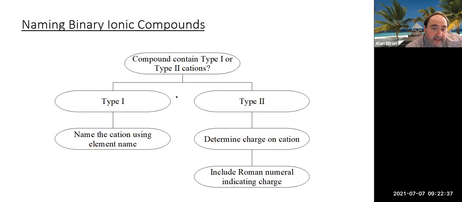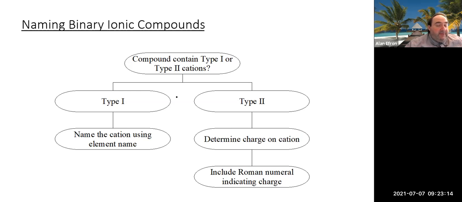All right, so this is sort of a decision tree as to what we've been talking about with type 1 and type 2 compounds, which again are really ionic compounds. They're metals and nonmetals. They are cations, which are positively charged, and anions, which are negatively charged, held together by the electrostatic force. And really, as you can see, it comes down to the metal. The metal determines whether or not you need a Roman numeral. That's really the difference between the two.